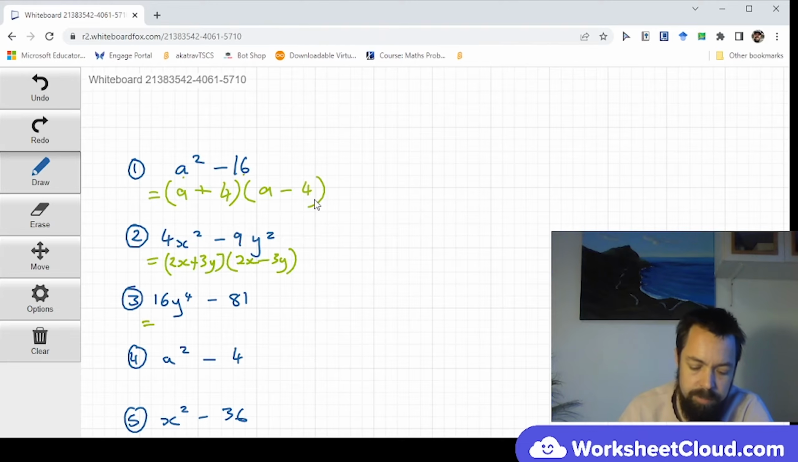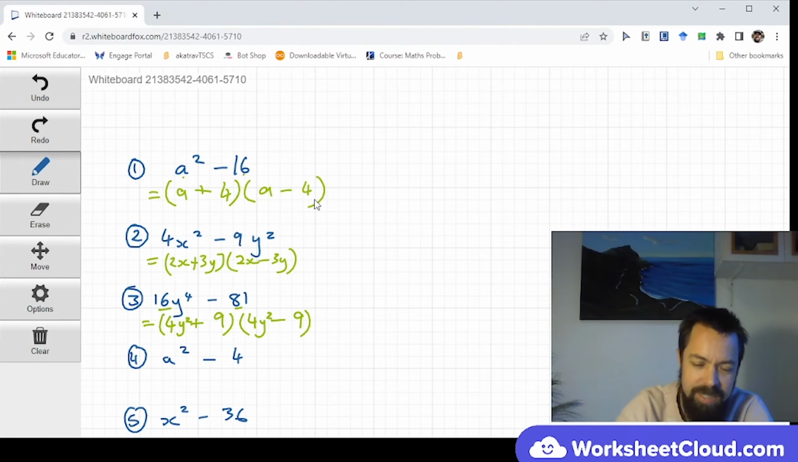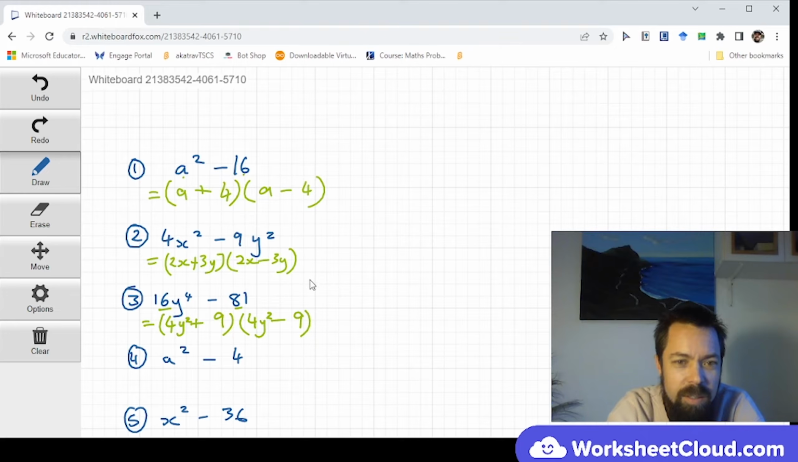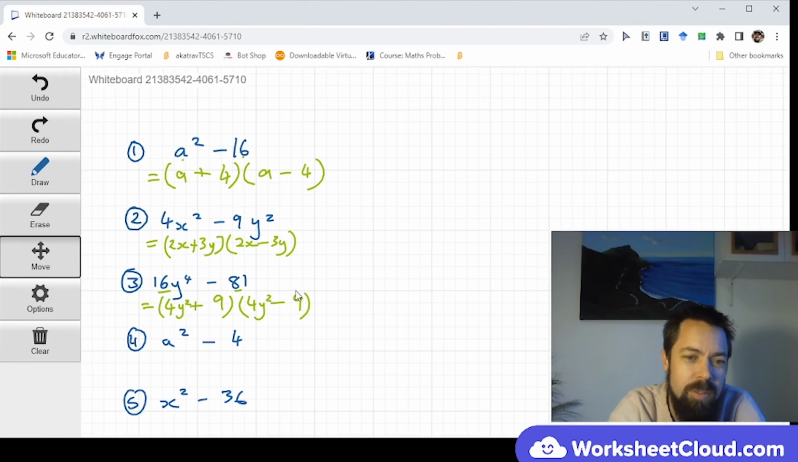Okay, number 3. That's a perfect square, that's a perfect square. It's minus. I'm going to have two brackets, one plus, one minus. Square root of 16 is 4. Square root of y to the power of 4 is y to the power of 2. So the first term for both will be the same. Square root of 81 is 9. So my second term for both will be 9.